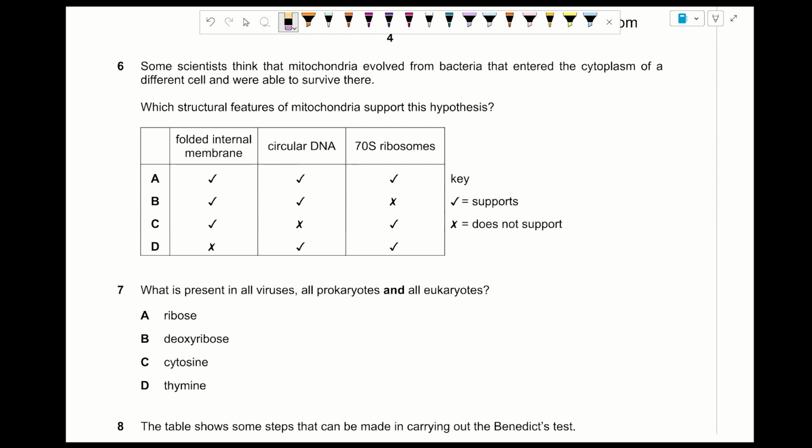So here we're talking about the endosymbiotic theory, which states that our cells evolved from prokaryotic origins. Therefore, here we're looking for prokaryotic features. Now, let's see the suggestions that we have here. Folded internal membrane. So, according to prokaryotic features, they do not have any membrane-bound organelles. Therefore, this is totally incorrect. Now, circular DNA. We know that bacteria or prokaryotes always have circular DNA, which is not found inside a nucleus. So, this is correct. 70S ribosomes. This is correct. 70S ribosomes are prokaryotic, whilst 80S ribosomes are eukaryotic. Therefore, the answer is going to be D.